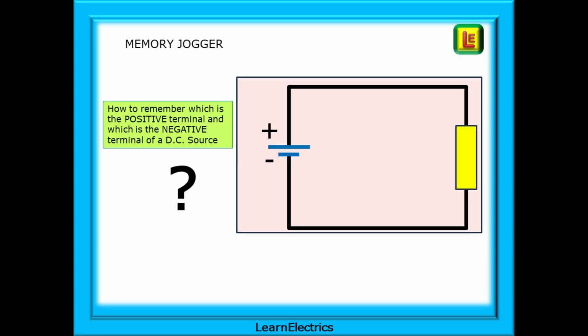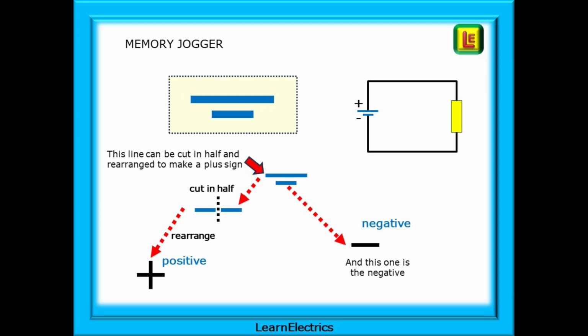Whilst we are on the subject of batteries, here is a useful memory jogger to help you to remember which is the positive terminal of a battery and which is the negative. And we've all forgotten from time to time. This is the symbol for a battery, one long line and one short line. Which is positive and which is negative, and this is how I remember it. The long line can be chopped in half, and the two halves can be rearranged to make a plus sign, a positive. So the long line is positive and the shorter line is negative. Remember it, it will serve you well.